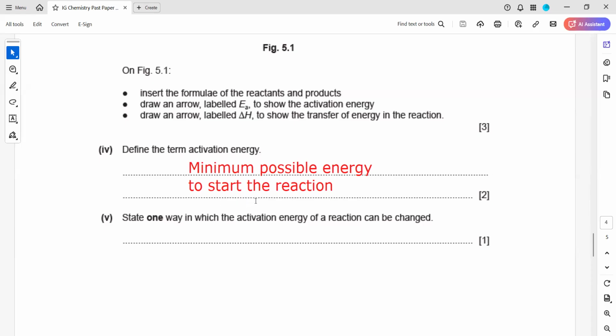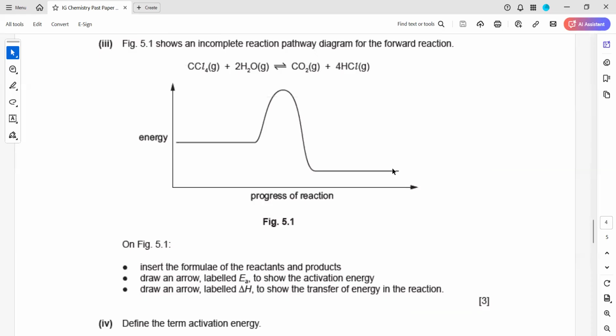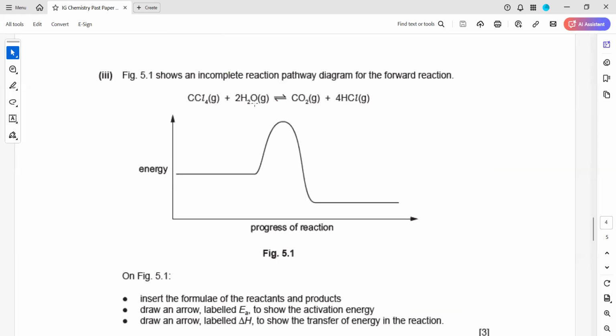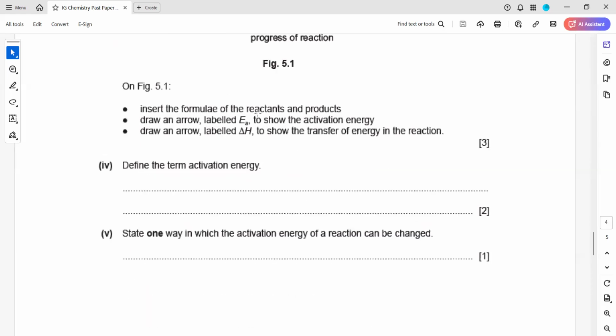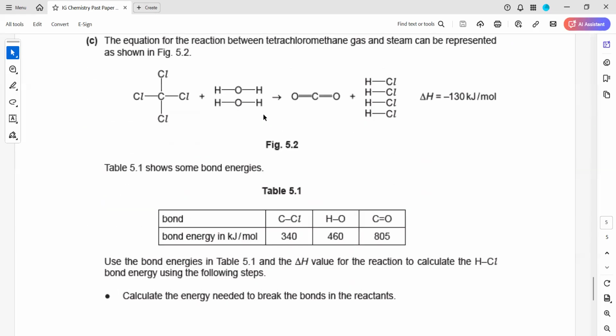State one way in which the activation energy can be changed. Activation energy can only be changed by a catalyst. So by use of a catalyst, which lowers the activation energy without being chemically changed. Enzymes are biological catalysts. If it was a biological reaction like respiration, then you would mention enzyme. But here it's not biological, it's tetrachloromethane reacting with water, so you cannot say enzyme. You will lose a mark in that case.